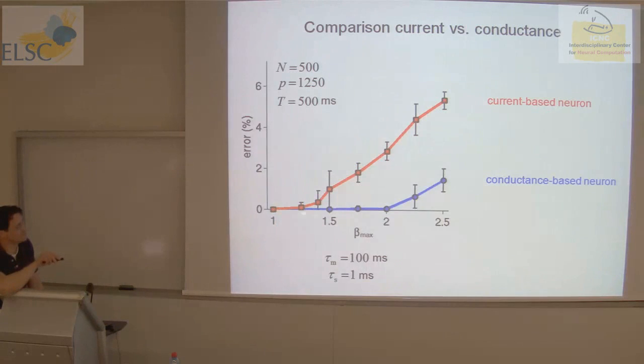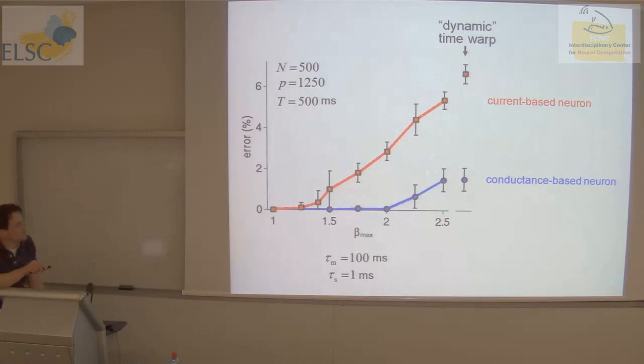For the parameters we chose, a 100 millisecond resting membrane time constant and a 1 millisecond synaptic time constant, we get invariance up to a factor of twofold compression or dilation of time, which is roughly the physiological range of speech which we want to be in. If you go beyond, it breaks down. This was for global time warp, but we can also do it for dynamic time warp. This is the current based neuron for comparison. It gets even worse for dynamic time warp. Here it doesn't matter, as we expect, because the correction is local.